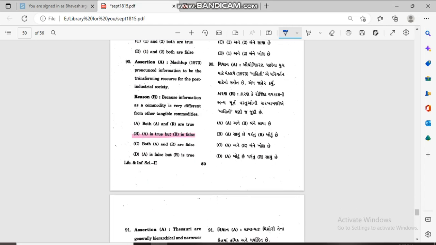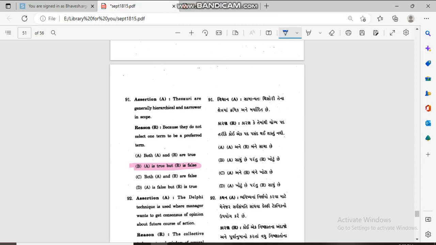McHale 1973 pronounced information to be the transforming resource for the post-industrial society because information as a commodity is very different from other tangible commodities. A is true and R is false.